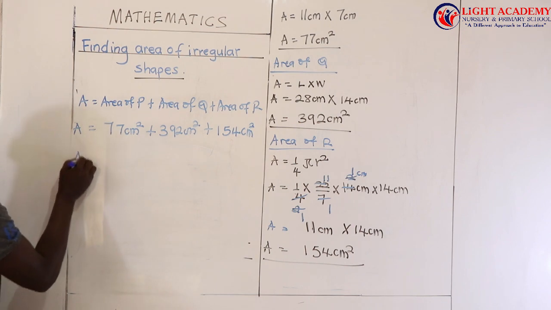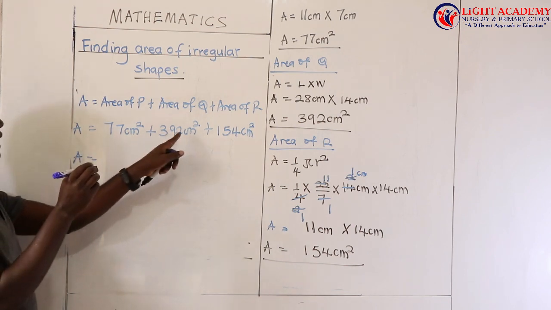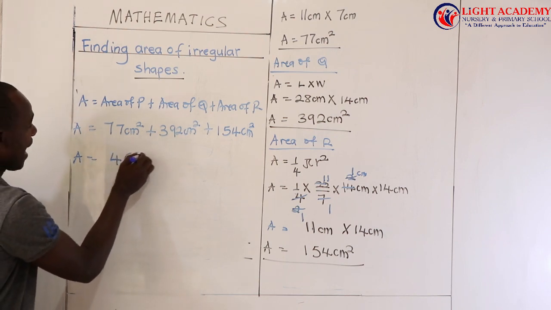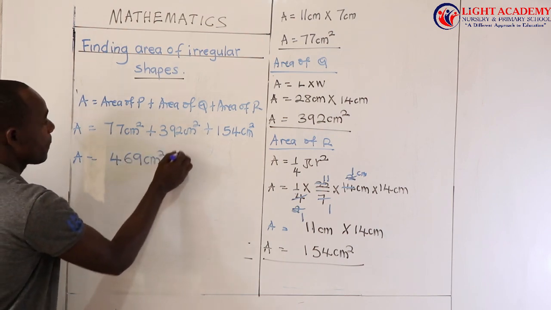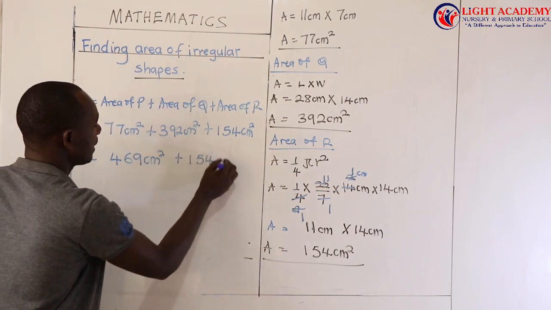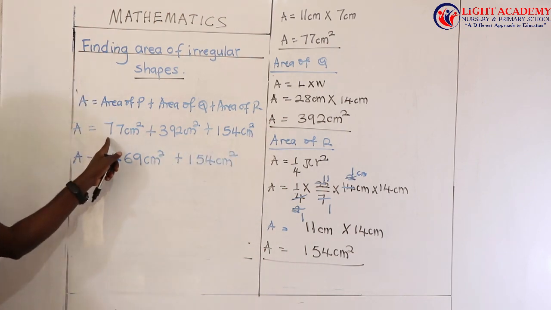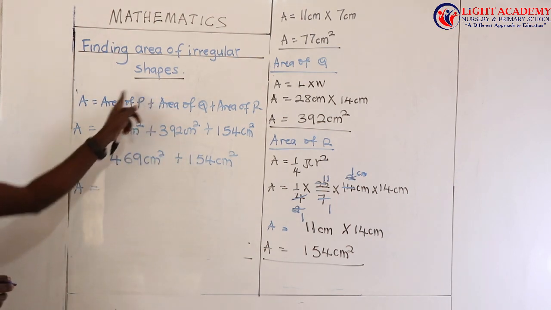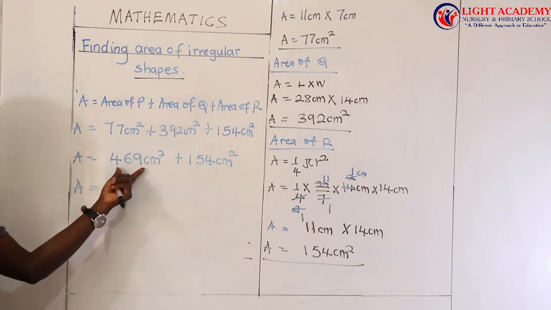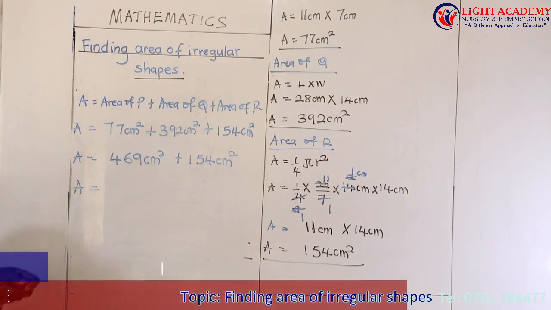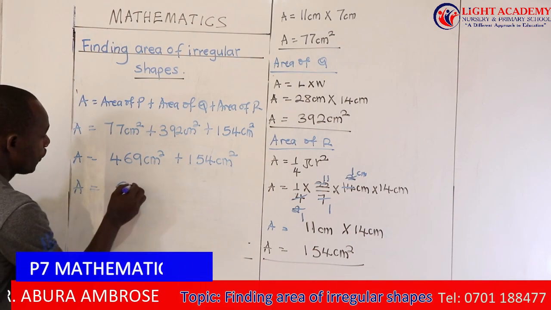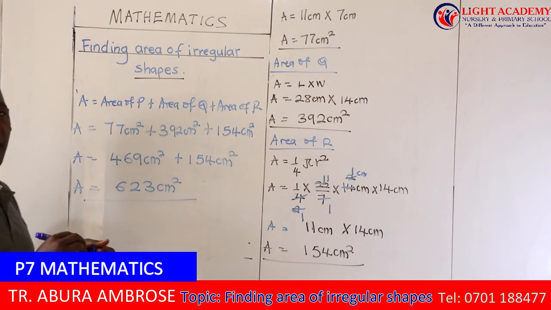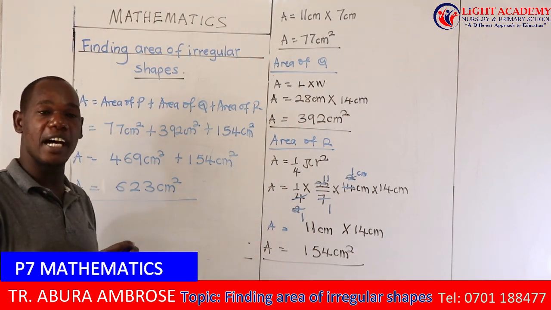So now you can start by adding this and that. When I add area of P plus area of Q, I'll get 469 centimeters squared plus 154 centimeters squared. So now our total area, when you add area of P, Q and R, that is 469 plus 154, you'll get 623 centimeters squared as the area of our irregular shape, which is our example number 3.